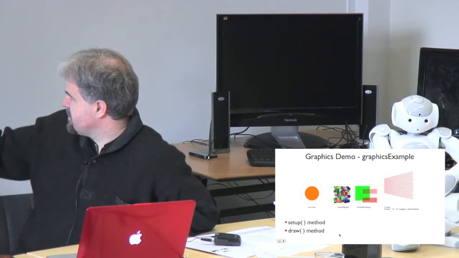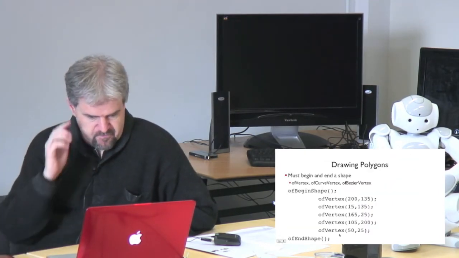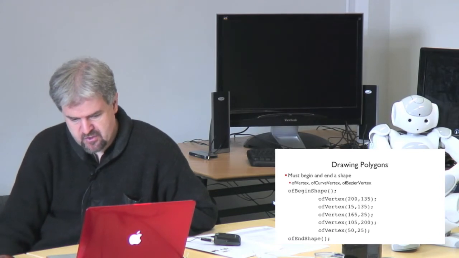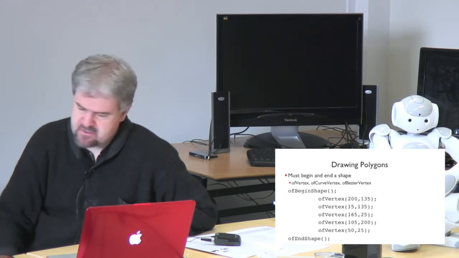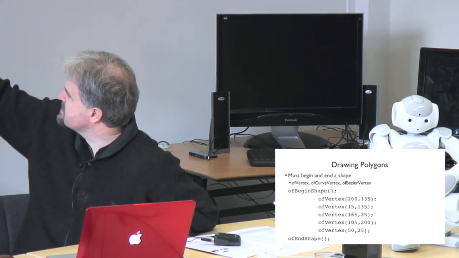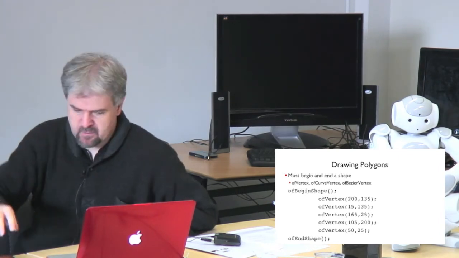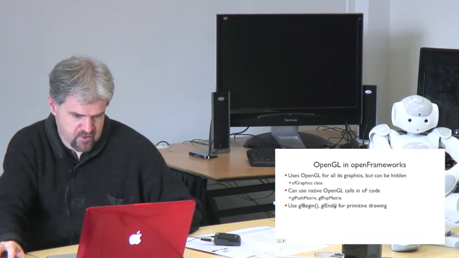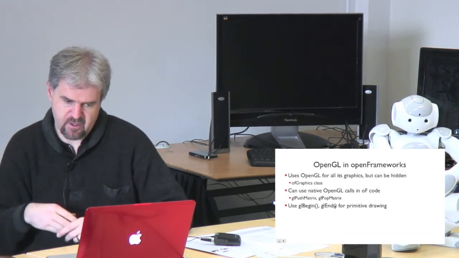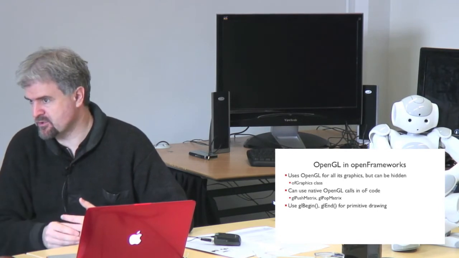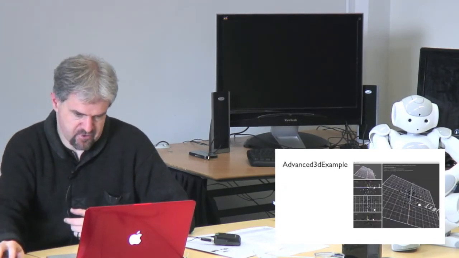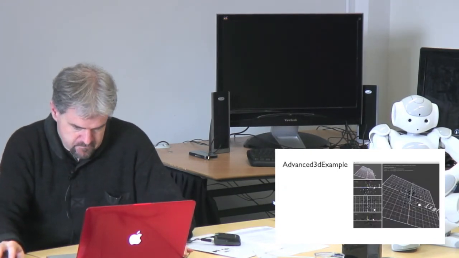Here's an example I've shown already. In a similar way to processing, you can create your own shapes by bracketing them with begin and end shape. So here's a shape using vertices. There's also a box demo, so you can do 3D graphics as well. You can also do OpenGL in the openFrameworks code itself, and I just showed you an example of that too.